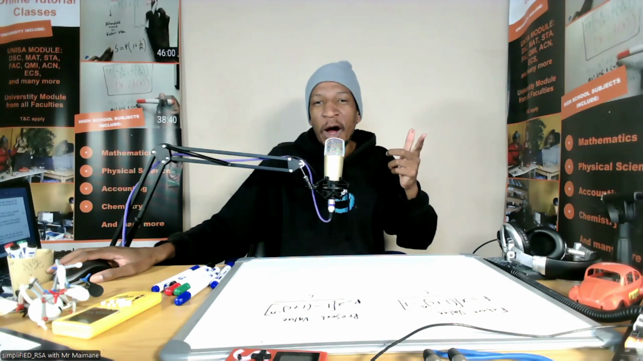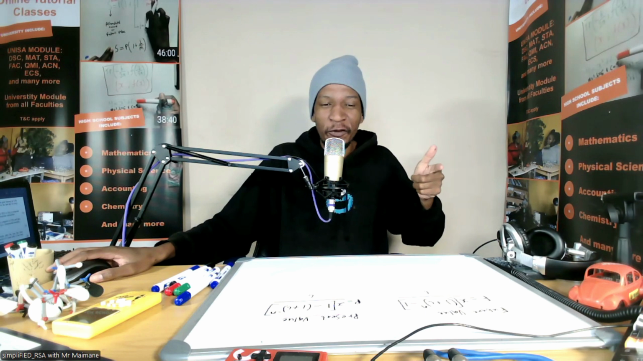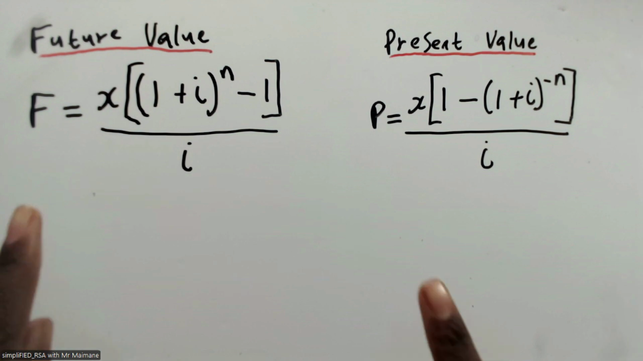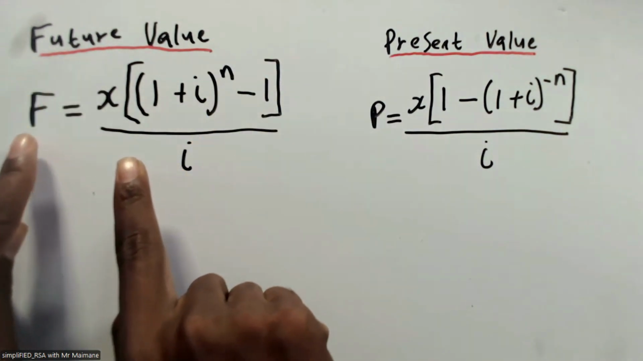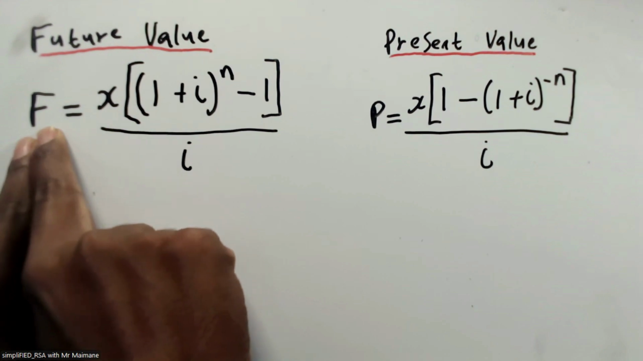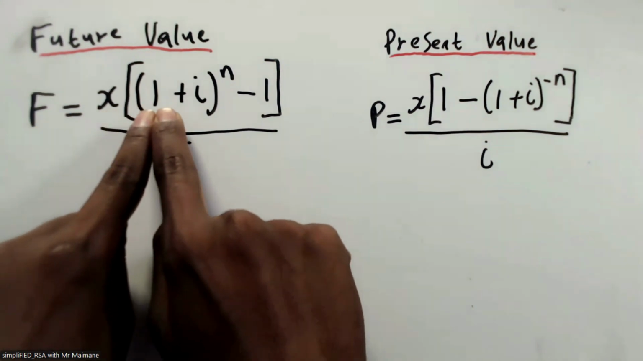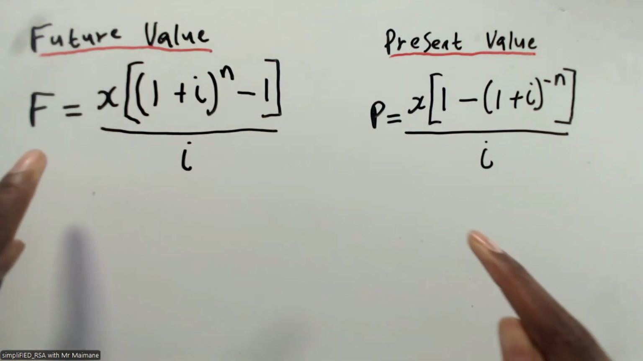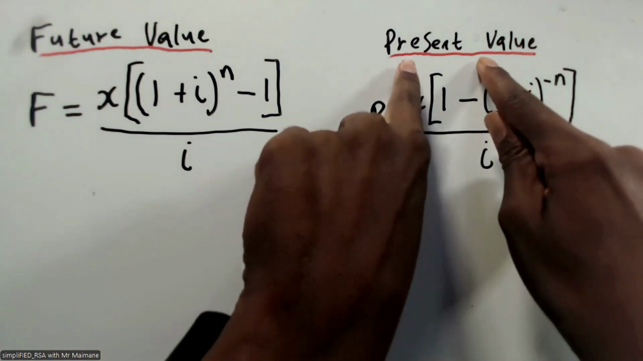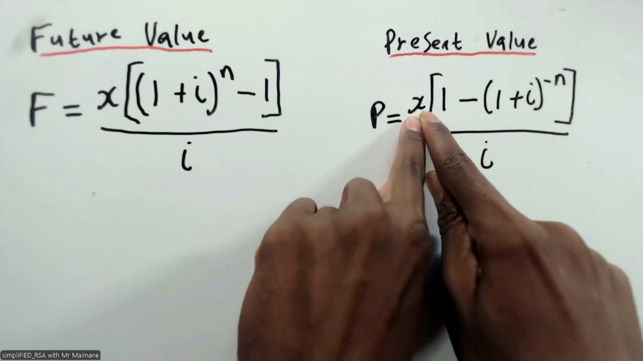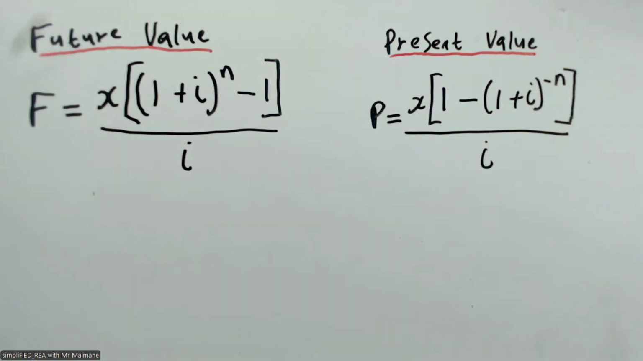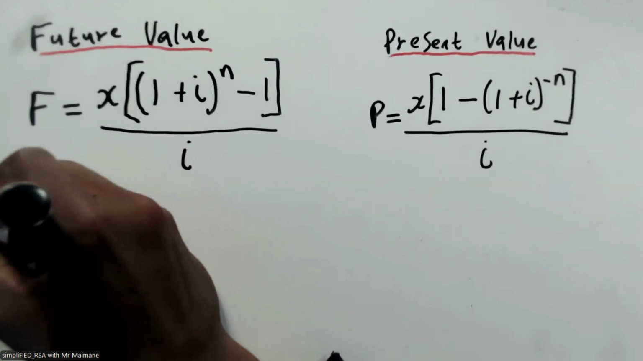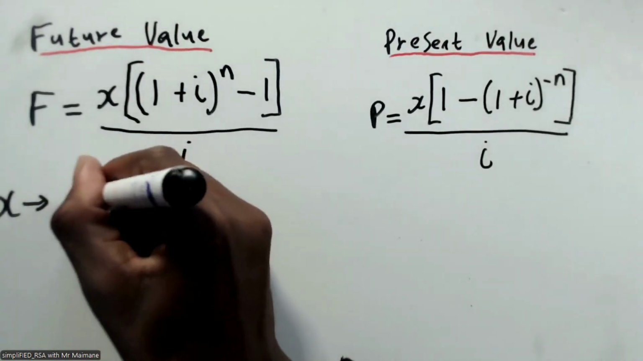Now, let's talk about our formulas for present value of annuity and future value of annuity that are given in the formula sheet, right? This is what you have. We have future value of annuity, denoted by F. F is equal to X into (1 plus i) to the power n, with i and n there. Also with present value, P for present value, and then we have X, we have i, we have n there. What you need to know is that X denotes the payments that are made.